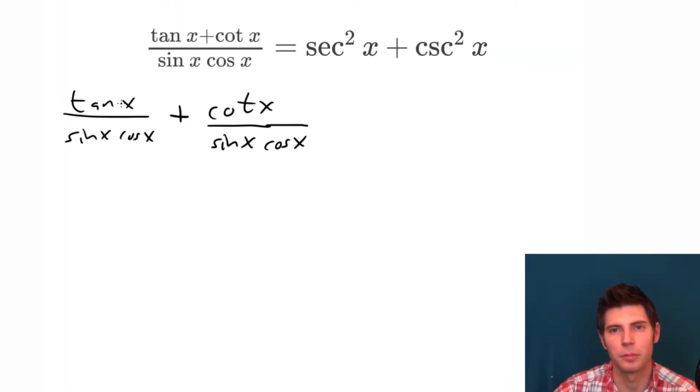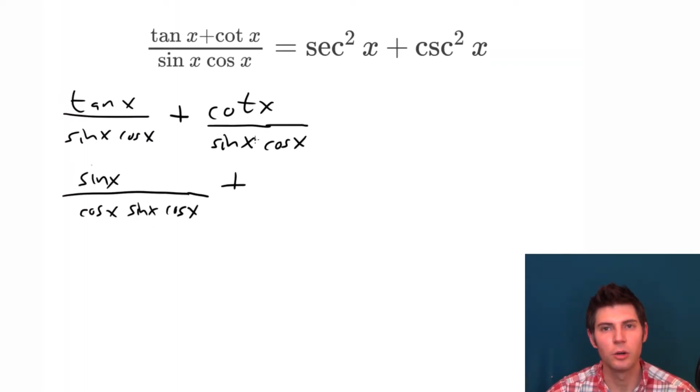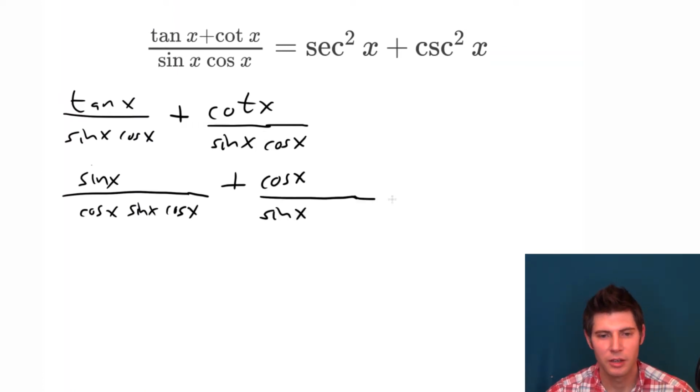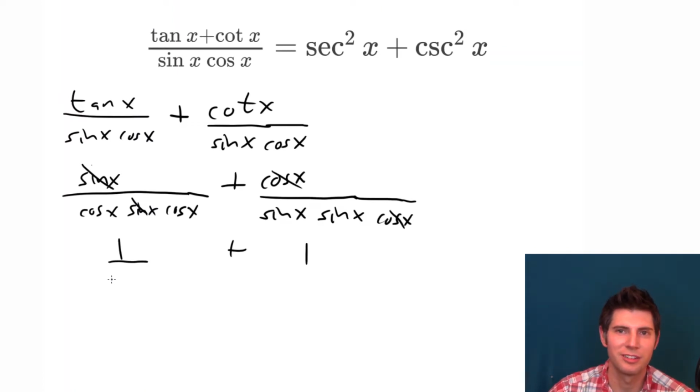Now for each of these, I'm going to rewrite everything in terms of sine and cosine. So this tangent is sine over cosine, and then the sine x and cosine x are still on bottom, plus, now cotangent is cosine over sine. And we're going to rewrite this sine x cosine x, just bring it down. Now we get to simplify. Sine and sine simplify. Cosine and cosine simplify. So these fractions are each going to have a 1 on top. Cosine times cosine is cosine squared, and sine times sine is sine squared.